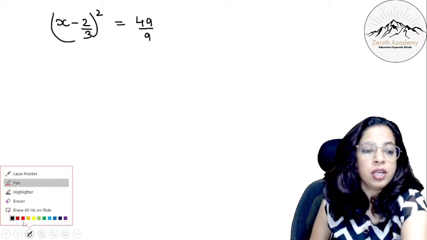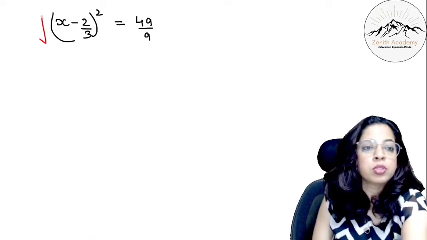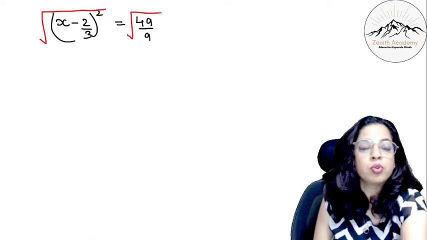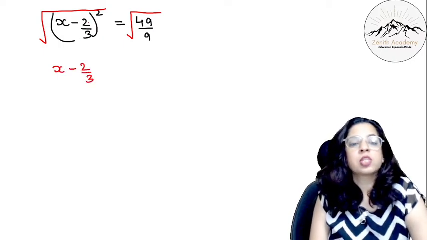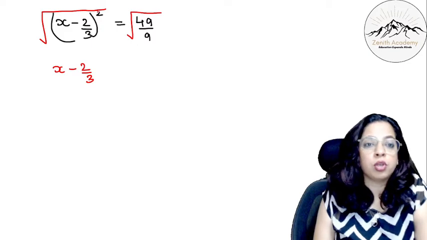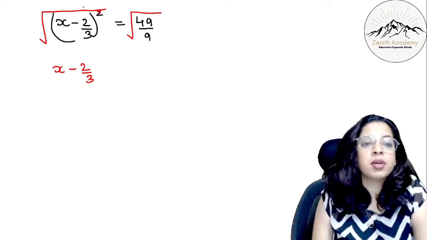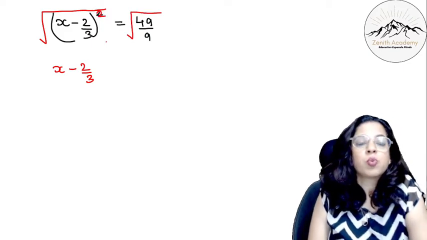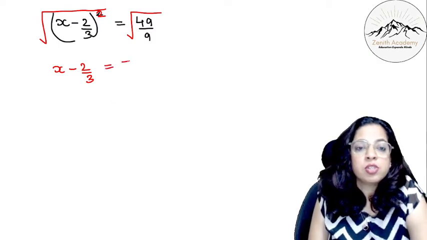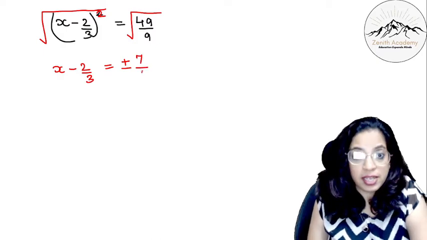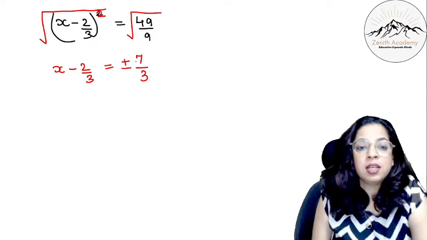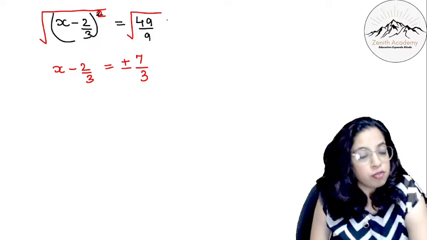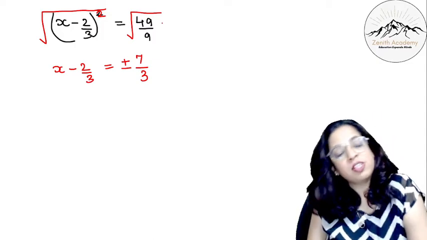Now if you want to take the square root on both the sides, what will I get? x minus 2 by 3, right? Because the root of x minus 2 by 3 whole square, the root of a square is the number itself. The root of the square of a number is the number itself. So this is plus minus square root of 49 is 7, square root of 9 is 3. And whenever we find the square root, we write plus minus, isn't it? Because plus 7 into plus 7 is also 49, minus 7 into minus 7 is also 49.